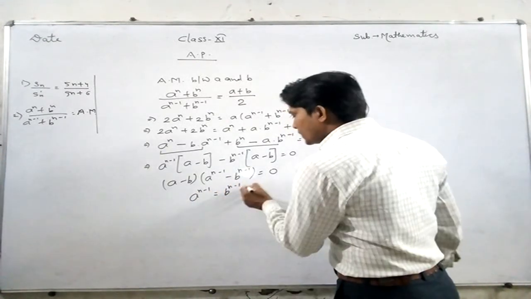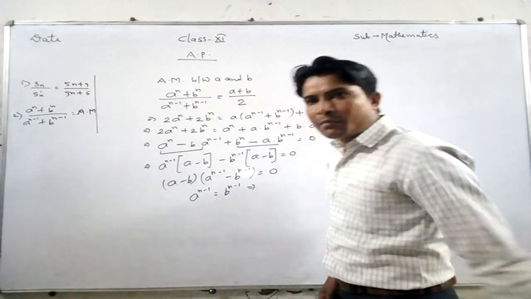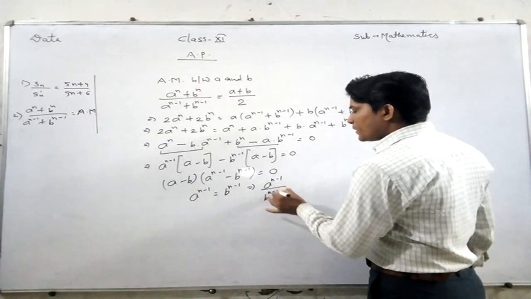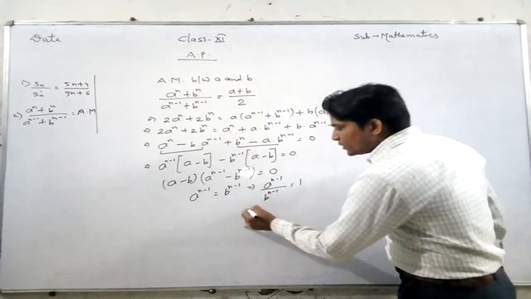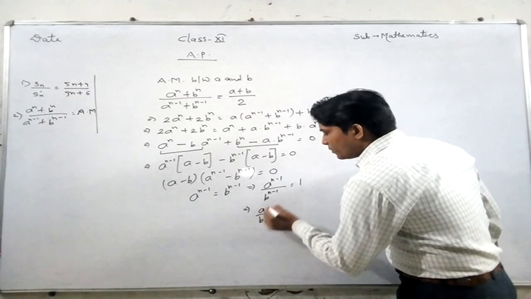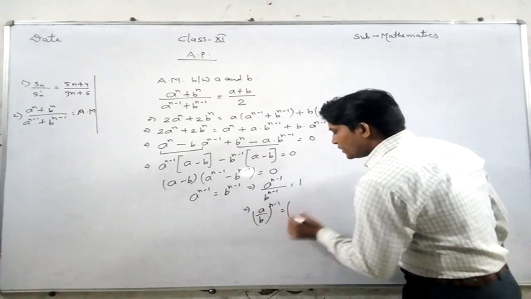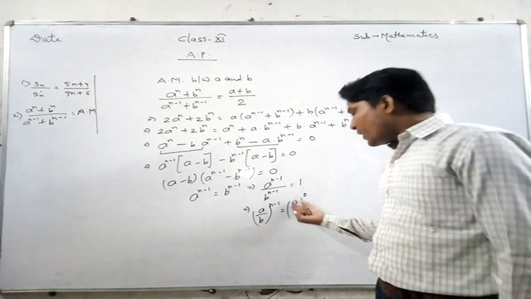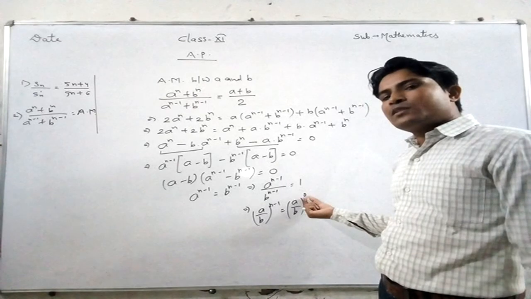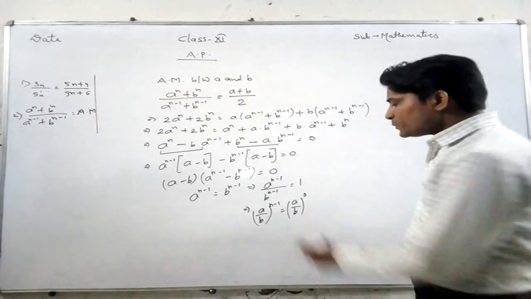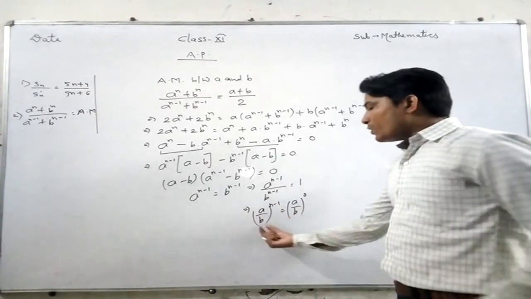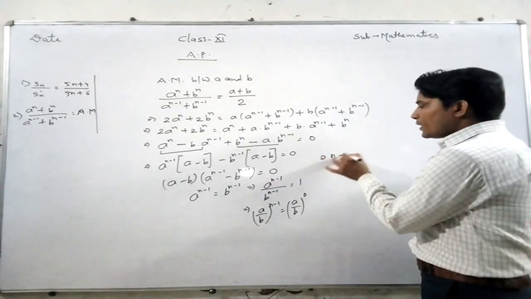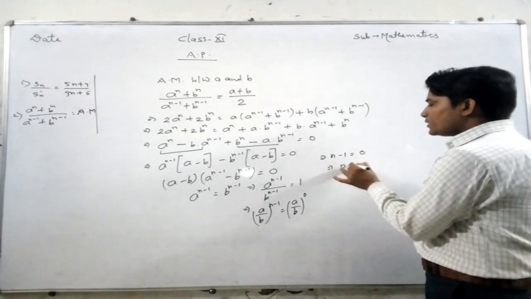If we divide both sides by b to the power n minus 1, we get a to the power n minus 1 over b to the power n minus 1 equal to 1. So a upon b whole power n minus 1 equals a upon b to the power 0, because we know that any number to the power 0 has value 1. Since both sides have equal bases, the powers are also equal. So n minus 1 equals 0, then n equals 1.